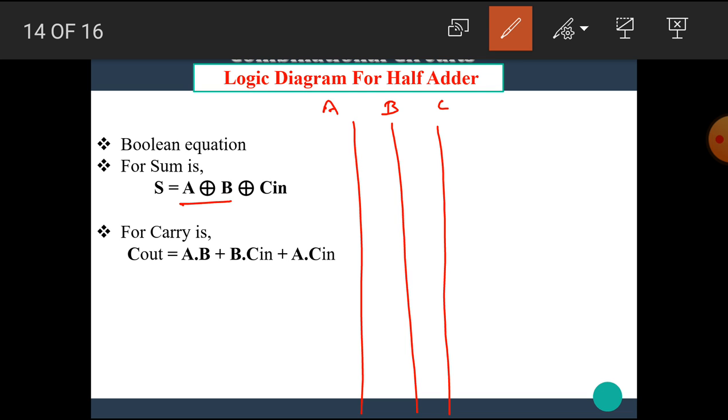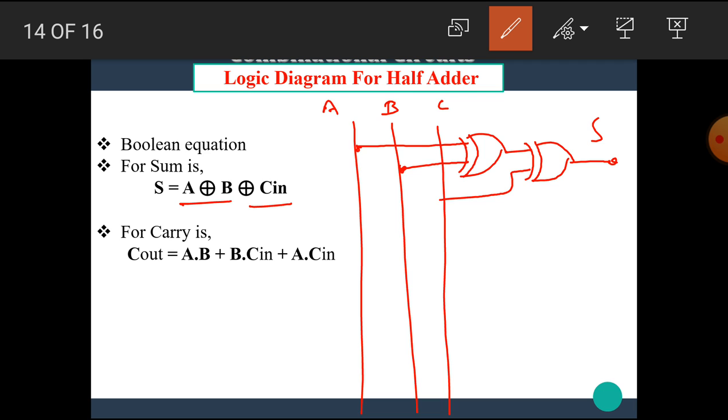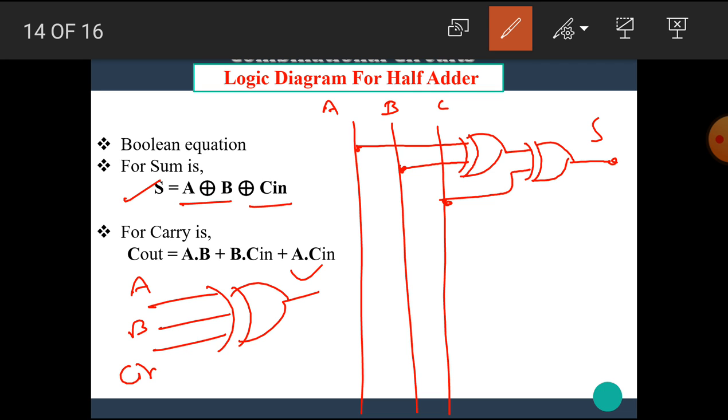Here A XOR with B. Now XOR with C in, that means we have to draw another XOR gate. Then we get the sum here. I hope you all understand how to draw this sum. We can draw the sum like this. This is A, B and C, and we can use any of these.